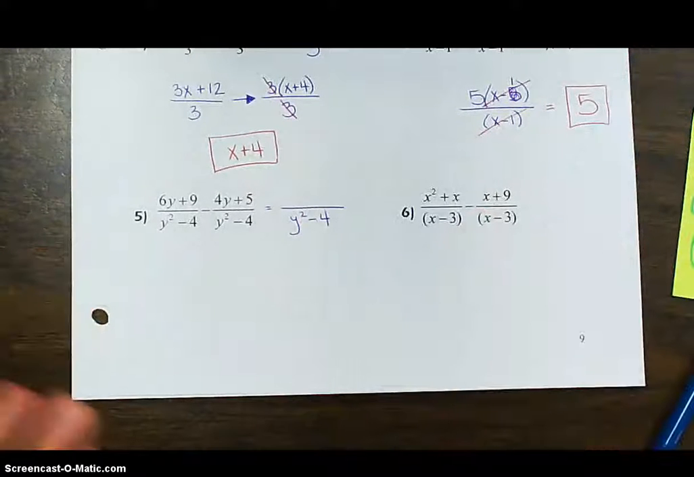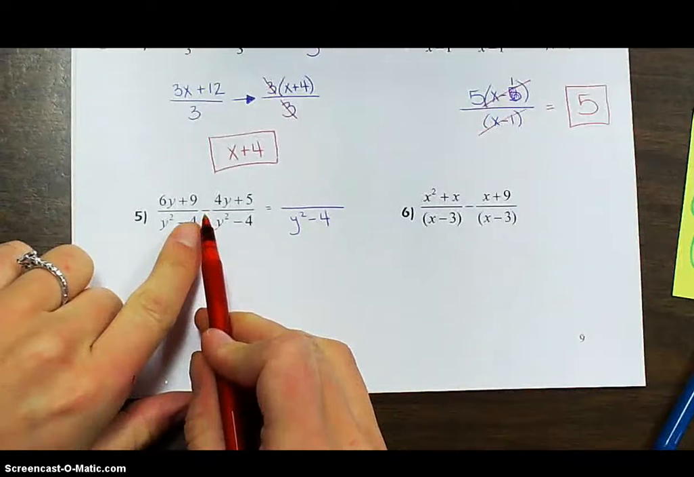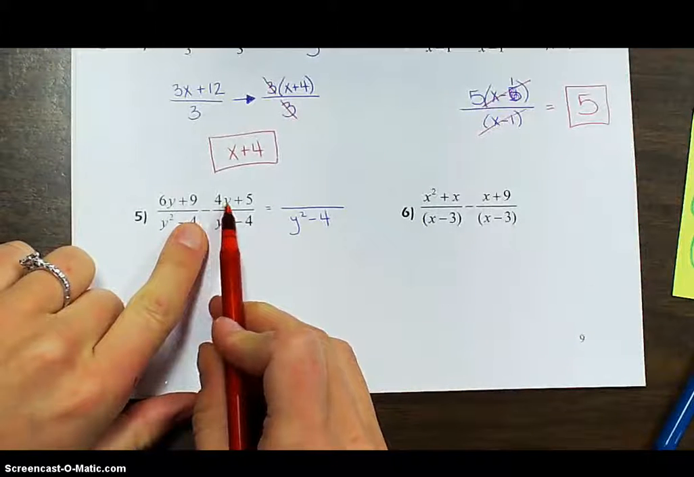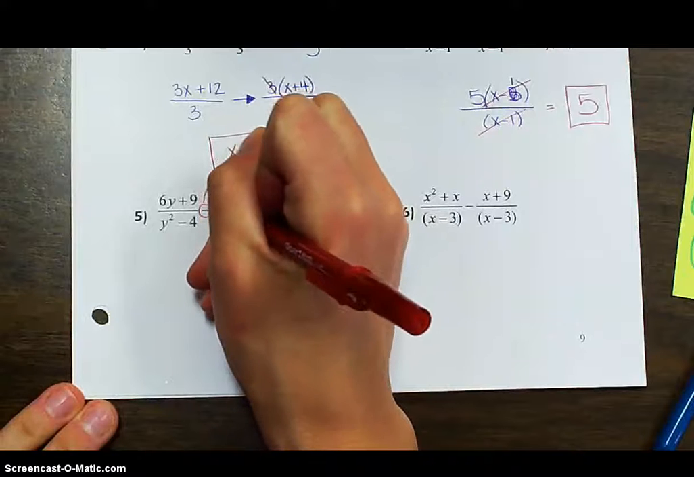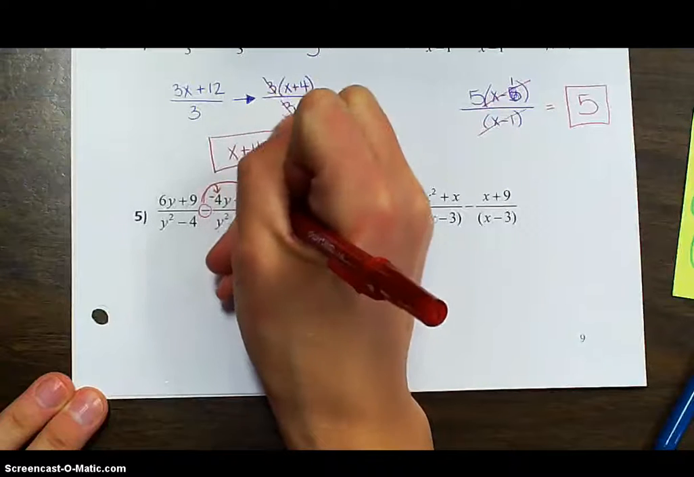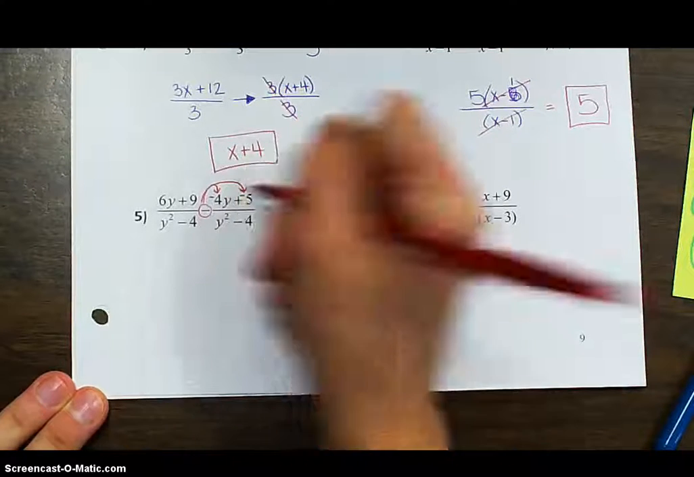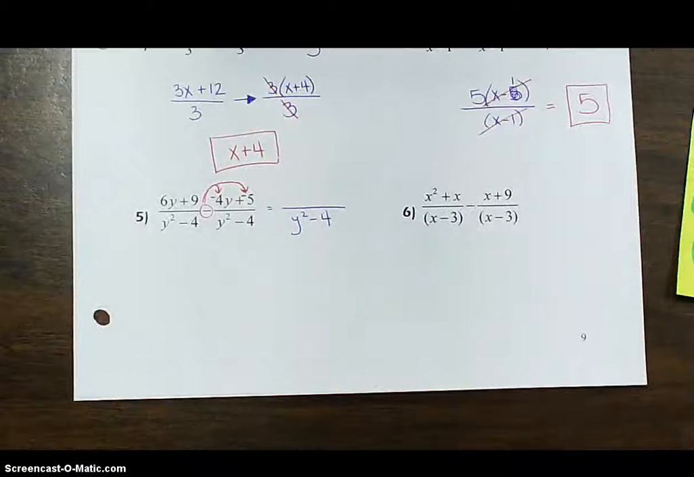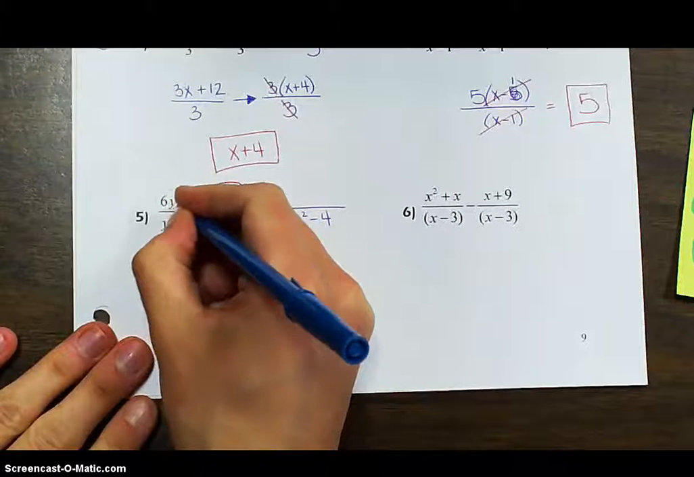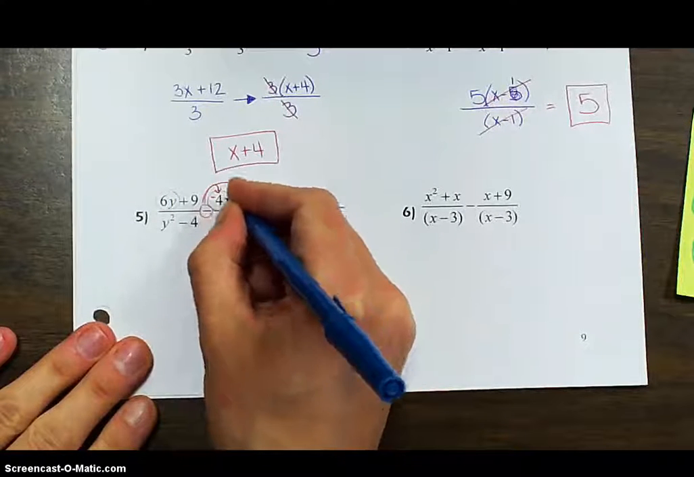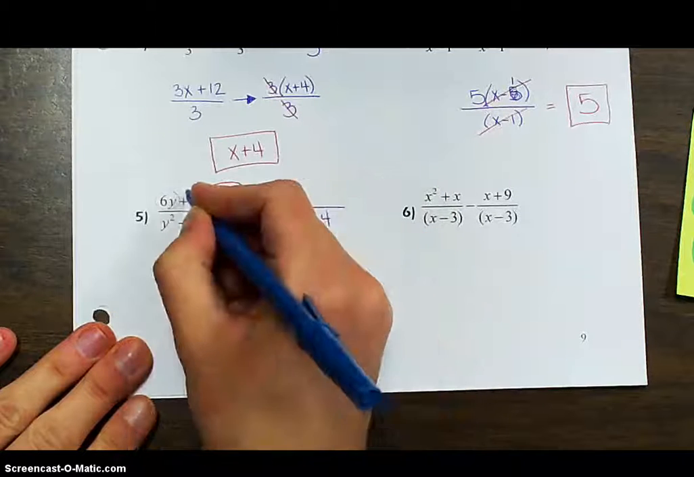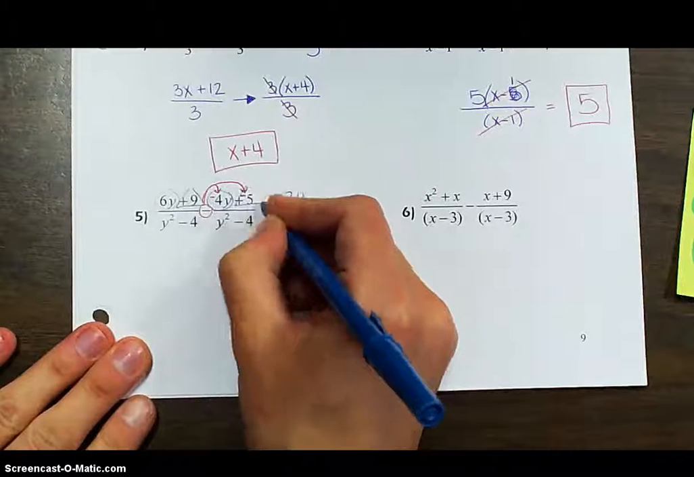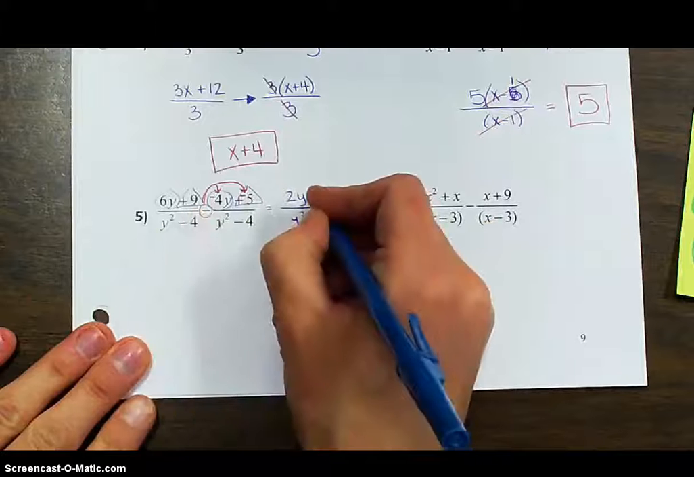Now we have to look at our numerators. Are we adding or subtracting? We're subtracting, and we're subtracting a binomial. So we have to take this and we need to distribute it. So this becomes a negative 4y, and this becomes a minus 5. So now we can combine our like terms. So I have 6y minus 4y, so that gives me 2y. Then I have a 9 minus 5. 9 minus 5 is 4.